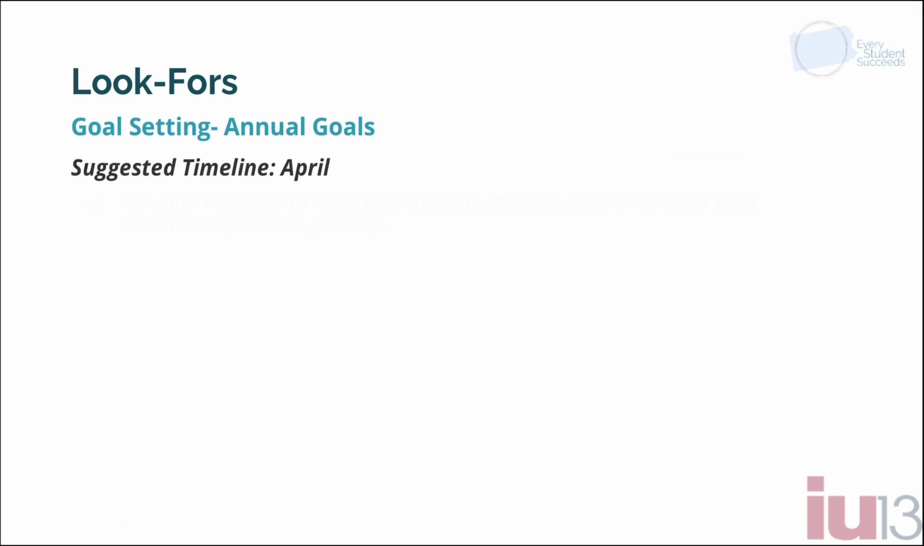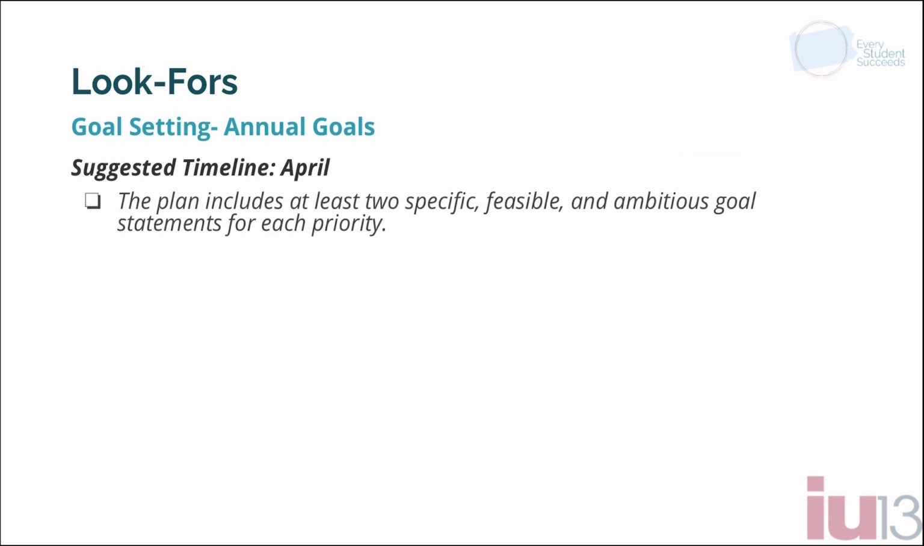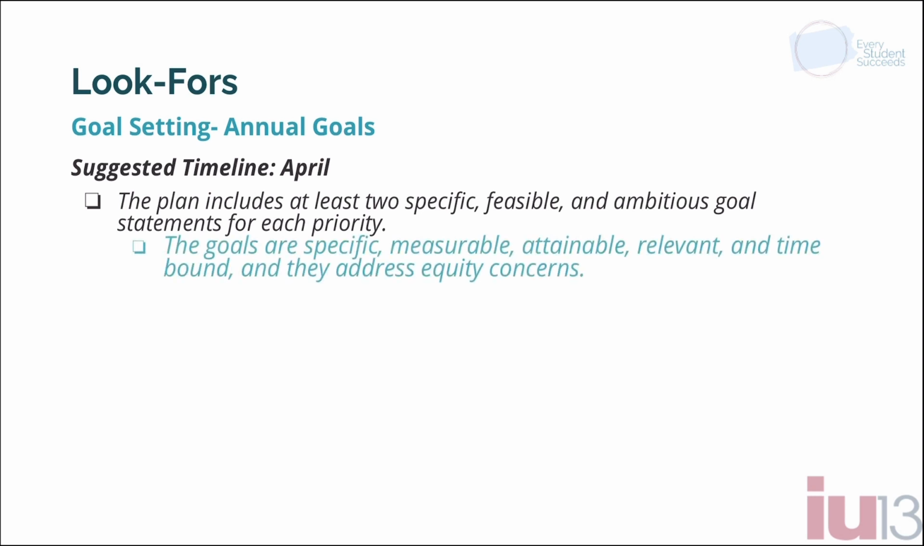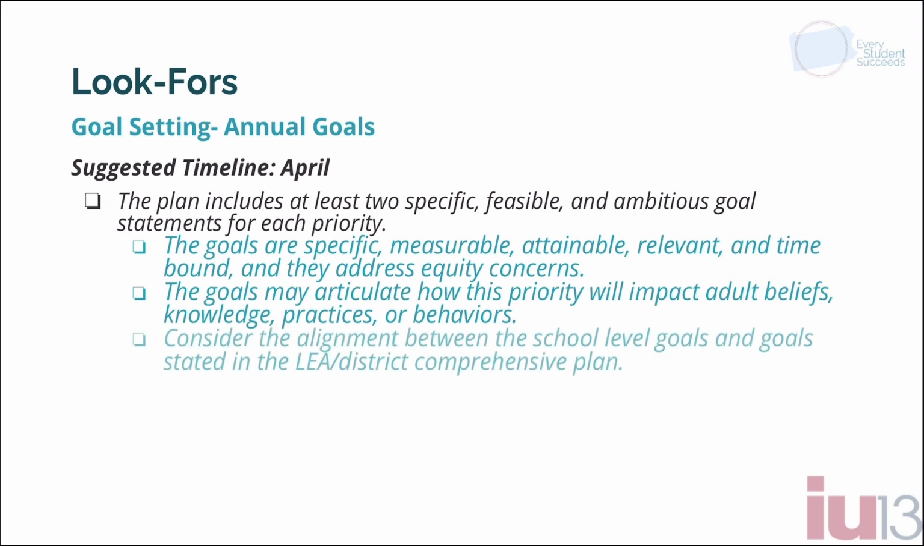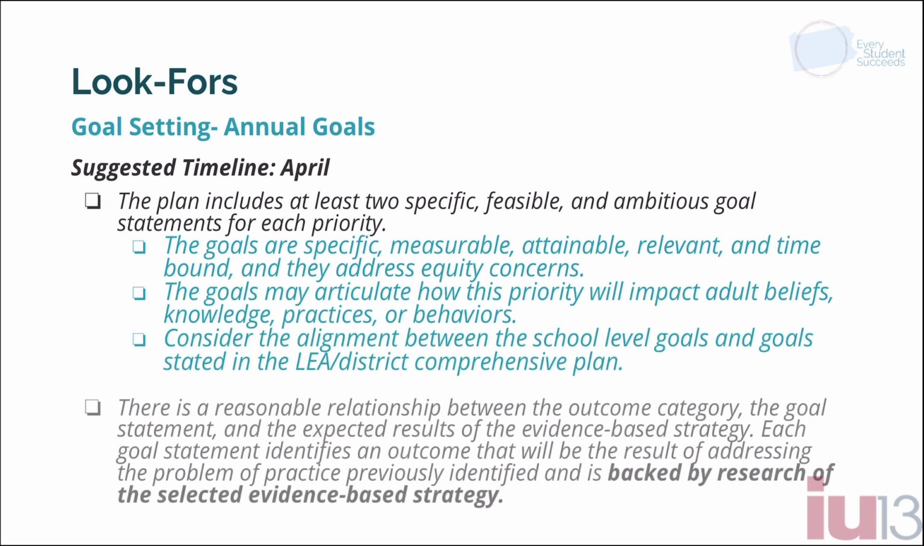When reviewing a school's annual goals, look for at least 2. And are they SMART goals? Based on the research of the evidence-based strategy and the school's stage of implementation, are the goals feasible? For example, if a school is in the beginning stages of implementation, either the installation or initial implementation phases, they may not expect to see the same results as a team at the full implementation stage. And are the goals ambitious yet attainable based on the strategy that will be implemented?